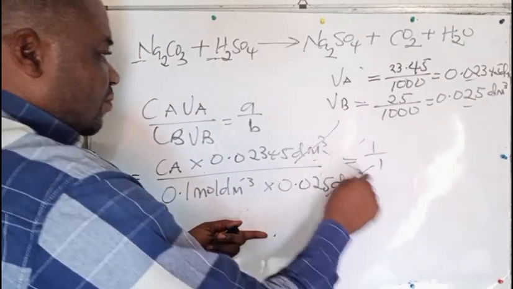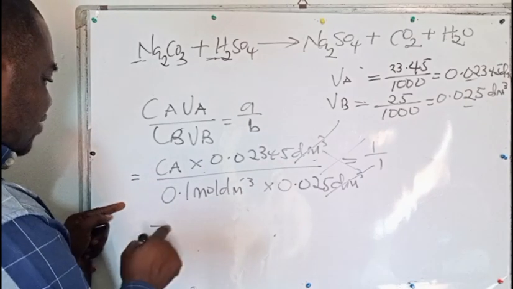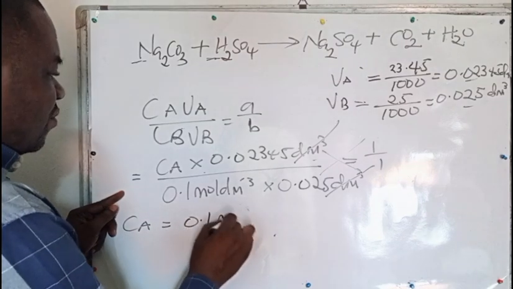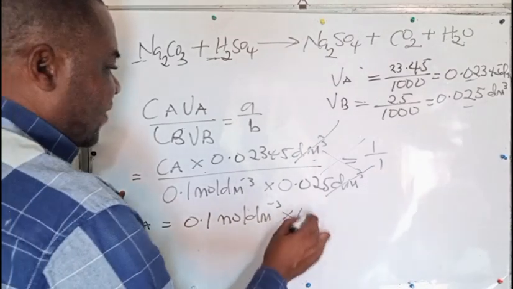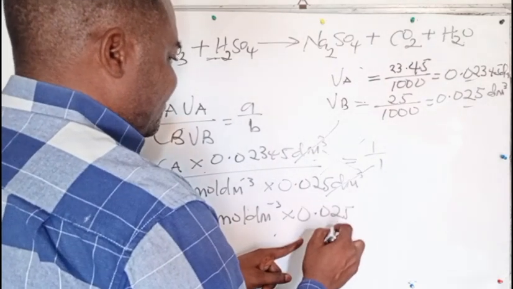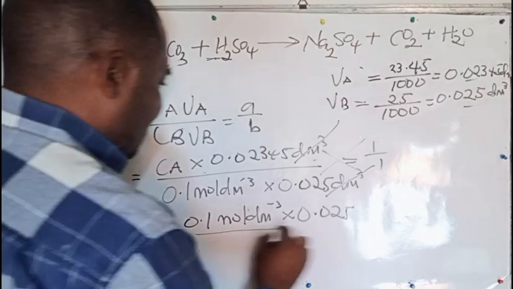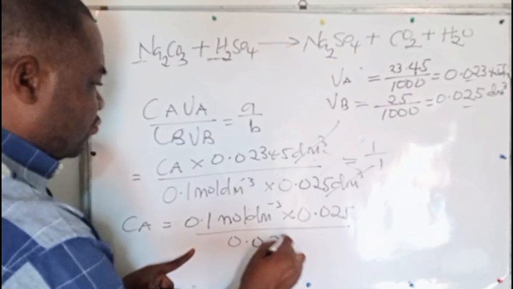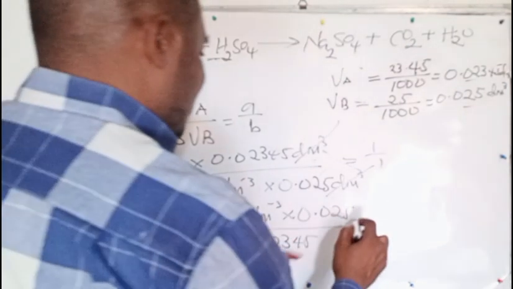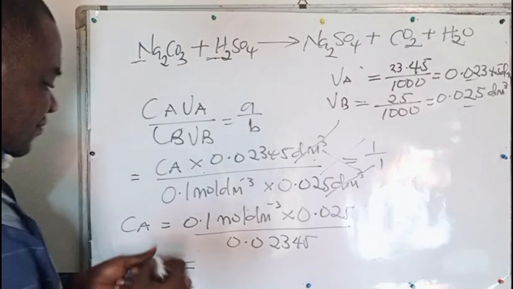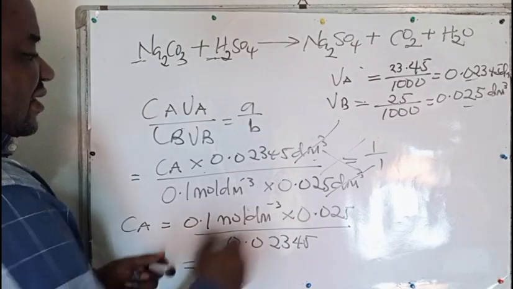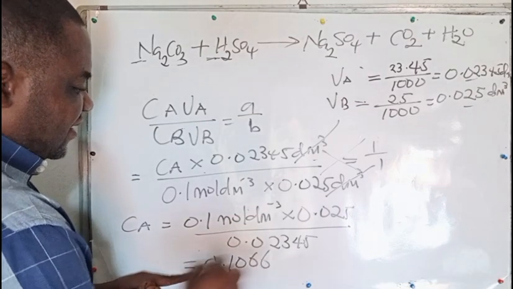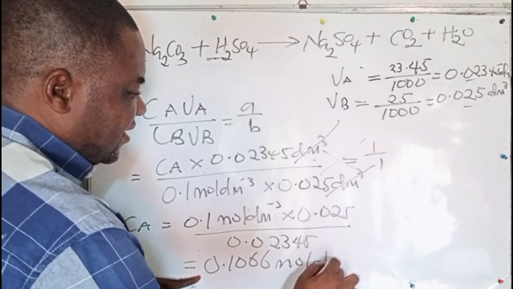So we do what? We cross multiply. If we cross multiply, we're going to make Ca the subject of the formula, and that will give us 0.1 mole per dm³ multiplied by 0.025, of course multiplied by 1, all over what? This 0.02345, and this will simply give us a value. By the time you multiply 0.1 by this and divide by this, you have 0.1066 moles per dm³.